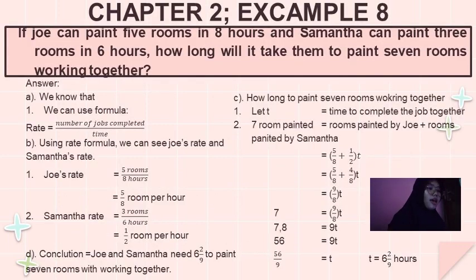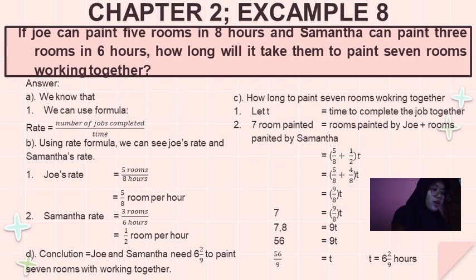Example 8. If Joe can paint 5 rooms in 8 hours and Samantha can paint 3 rooms in 6 hours, how long will it take them to paint 7 rooms working together? Answer: we can use the formula rate equals number of jobs completed per time.